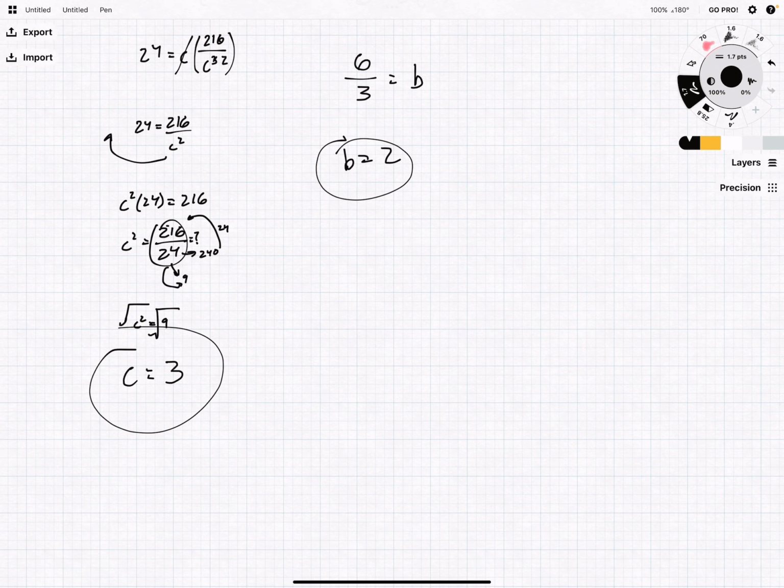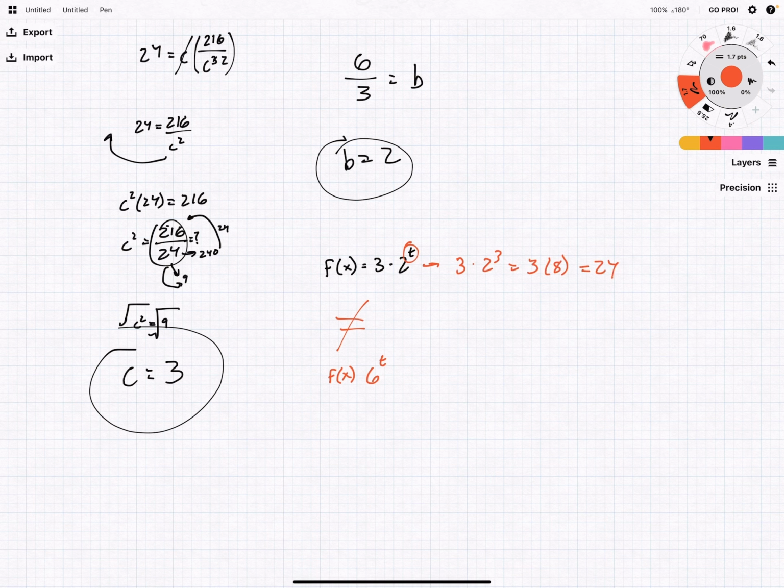And now we can plug that in. So f of x equals 3 times 2 to the t. Now, please, this is very, very important. This is absolutely not equal to 6 to the t. These are totally different things. Suppose I plugged in 3 for t, right? I would get 3 times 2 to the 3, which equals 3 times 8, which equals 24.